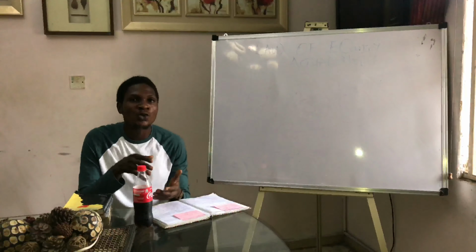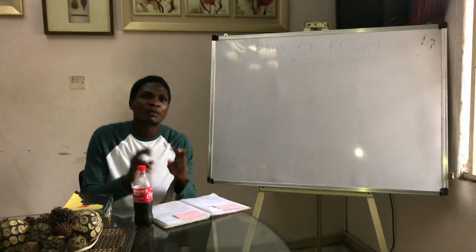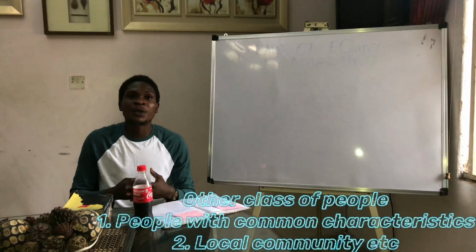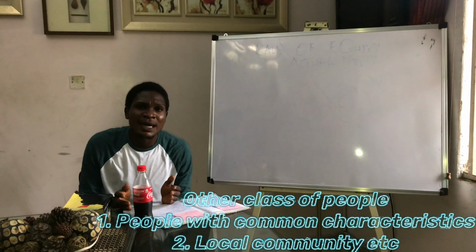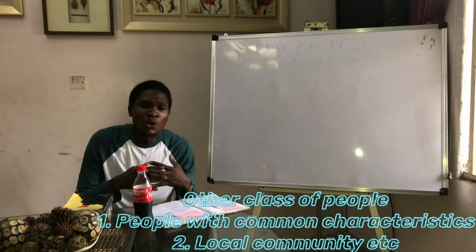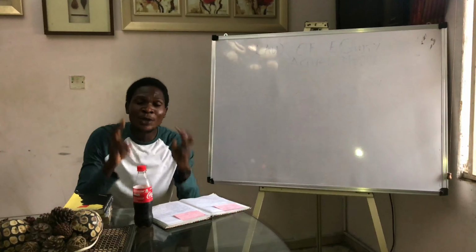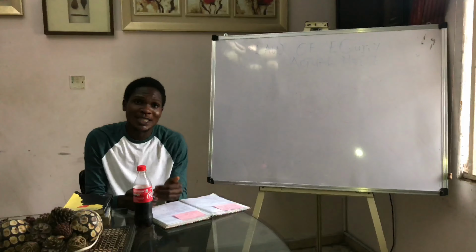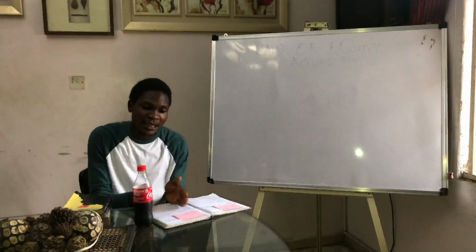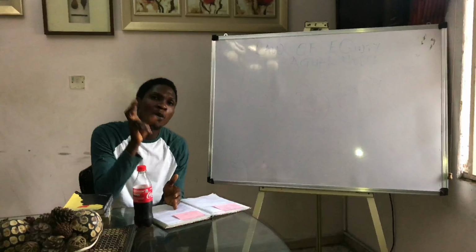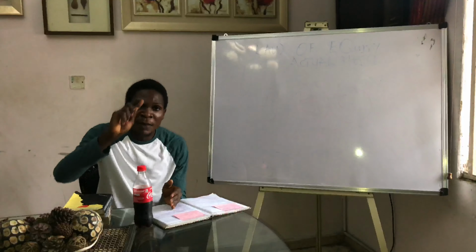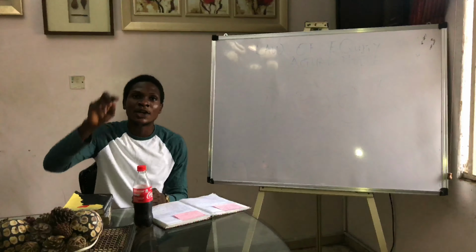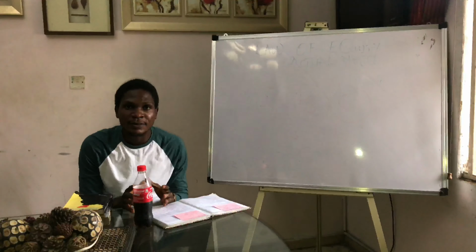Do you understand? So you have to look at the facts of every case before you decide what a class of people is. You have other classes of people, like people with common characteristics or a local community. When you're talking about a class of people, we have to look at the facts and ask: is this conduct such that it has affected more than one person? Yes, if that conduct has affected more than one person, then it has met the first element of nuisance in this case, which is class of persons. Number one. Do you understand?